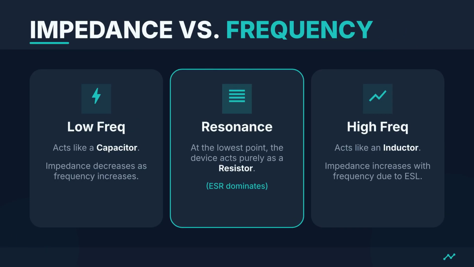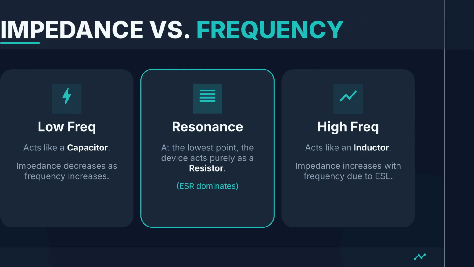Impedance changes with frequency. At low frequencies, a device acts like a capacitor. At resonance, it acts purely as a resistor where ESR dominates. At high frequencies, it acts like an inductor, and impedance increases due to ESL.